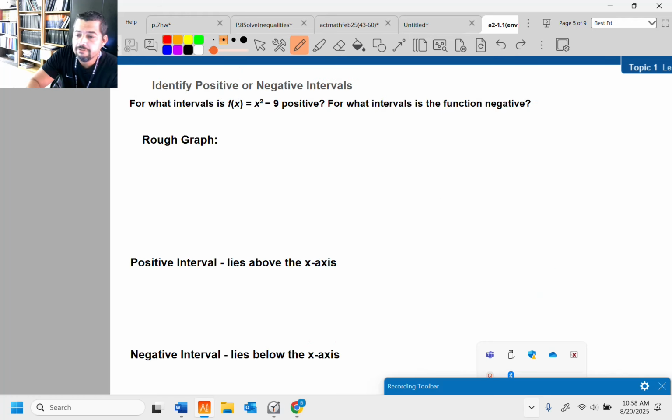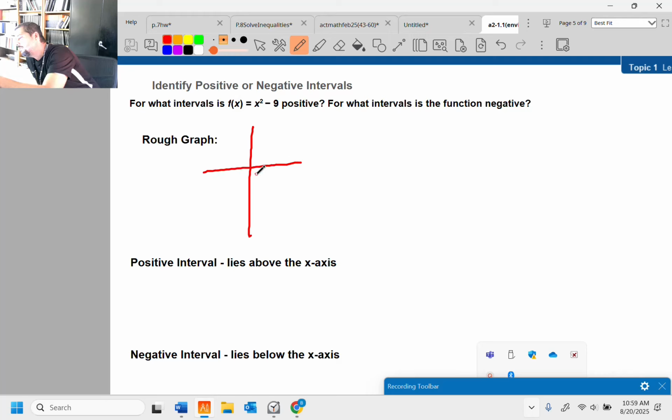All right, here we have positive or negative intervals. For what intervals is f of x equals x squared minus 9 positive? For what intervals is the function positive? And we are going to do a rough graph. This again is a parabola. To graph it, all we have to do is shift down 9 units. And we're going to take it a little farther than that.